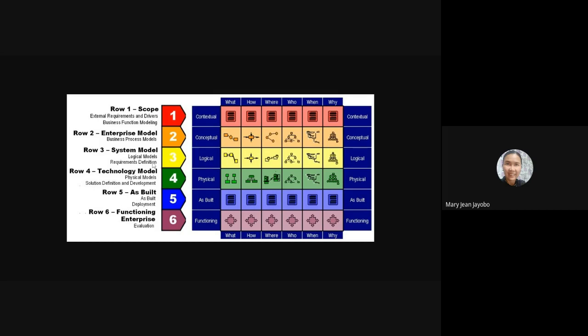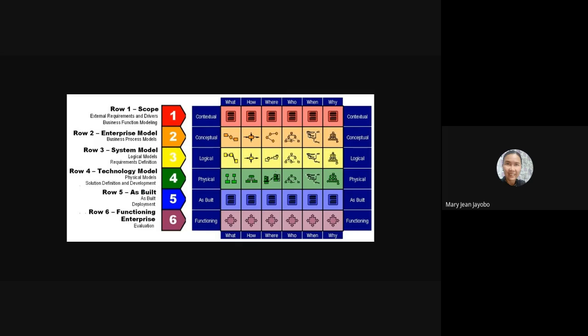Okay? And the third row talks about the system model. So, logical models, requirements definition. So, this is what we call the designer's model, system model. Okay? It focuses on the system logic. So this view outlines how the system will satisfy the organization's information needs. Okay? So, ganun din, they need to answer what, how, where, who, when, and why.